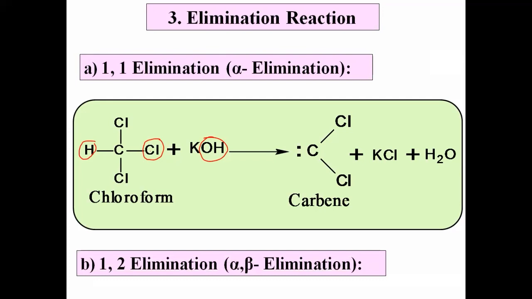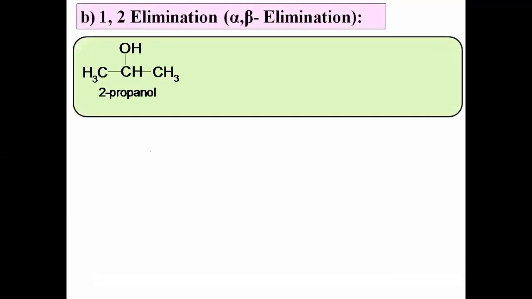Let us see the second, 1-2 elimination or alpha beta elimination. Consider the organic compound CH3CHOHCH3. Yes, it is an example of an alcohol, isopropyl alcohol, or we can call it 2-propanol. 2-propanol when heated with concentrated H2SO4. Okay, what should be the reaction? There is a dehydration of alcohol. Means there is a removal of a water molecule.